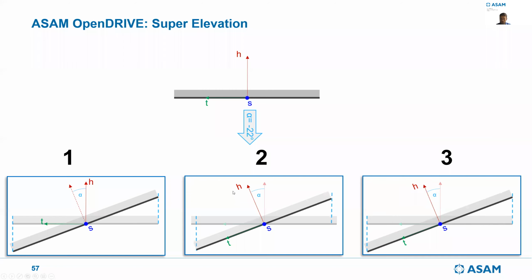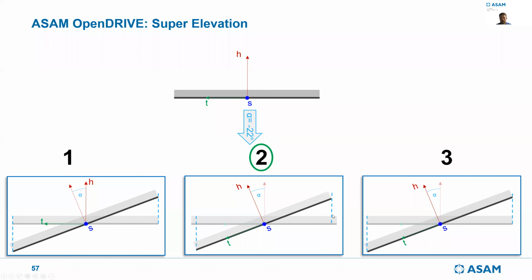In this example, the coordinate system is tilted with it. Here, the coordinate system stays the same. And here, we've got the same thing, but with a rotated coordinate system. And actually, how it is supposed to be is option number 2.